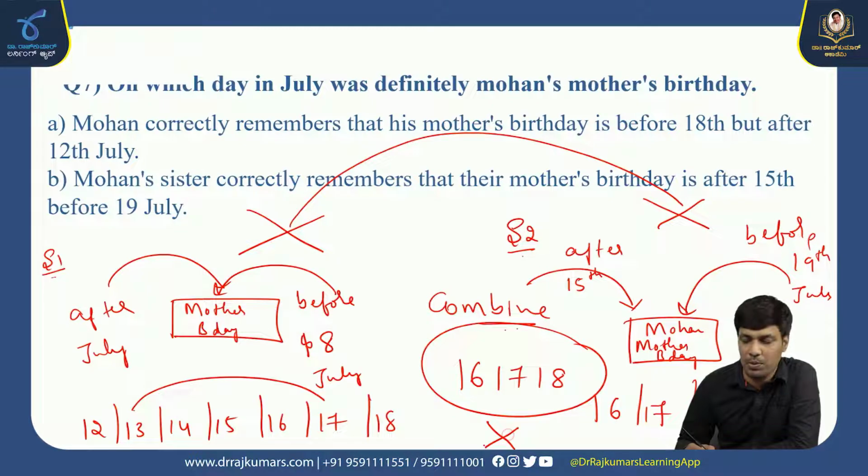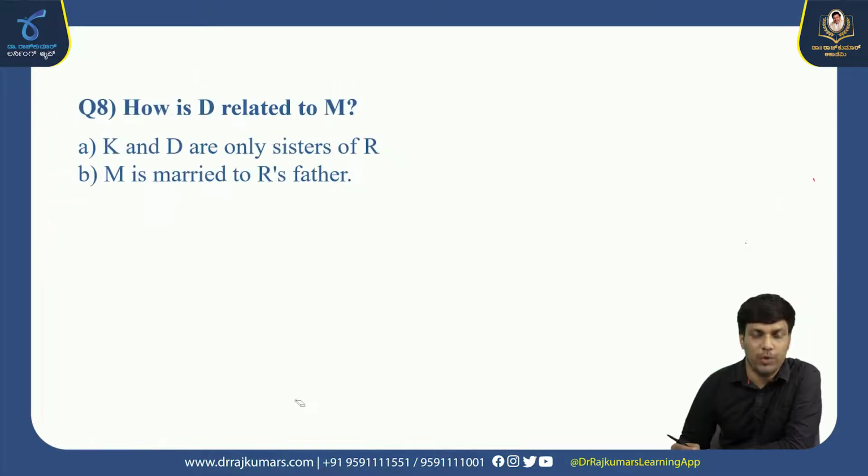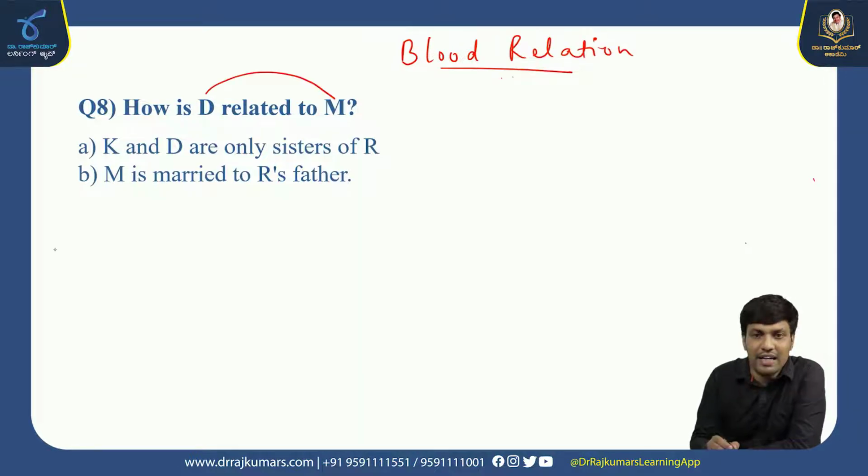So the right option for this question is option 4. Or question number 8. How is D related to M? This question is based on blood relation topic. Statement 1. K and D are only sisters of R.